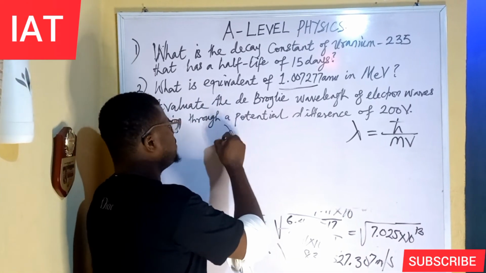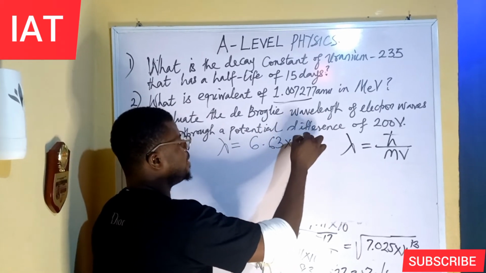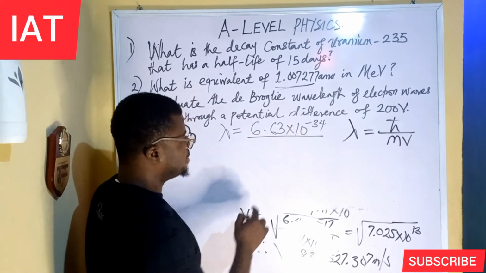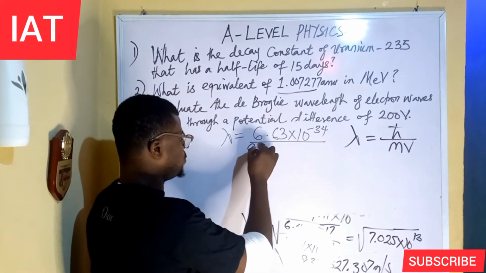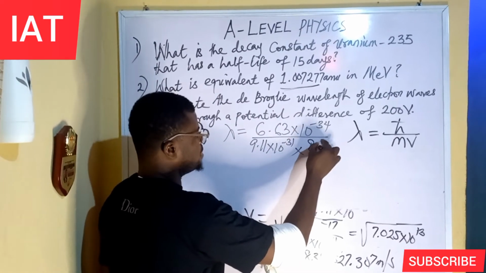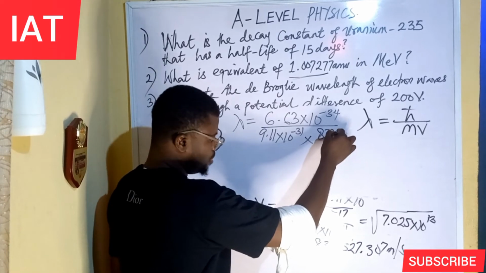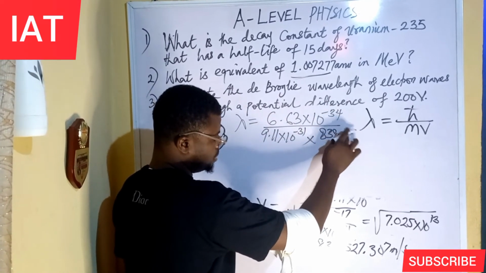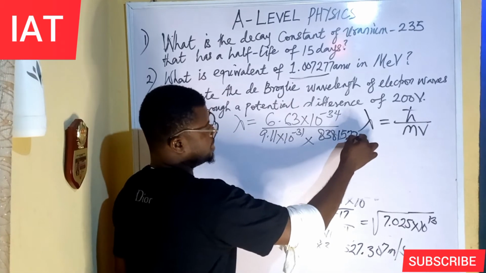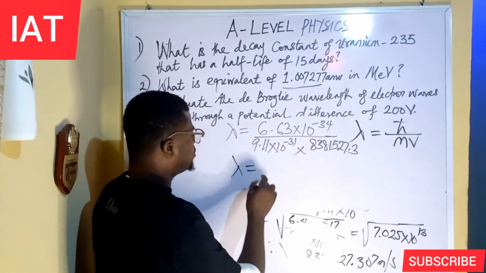So our de Broglie wavelength will be equal to Planck's constant, which is given as 6.63 times 10 to the power of minus 34, divided by the mass of electron, which is 9.11 times 10 to the power of minus 31, multiplied by the velocity, which is 8381527.3, approximately.